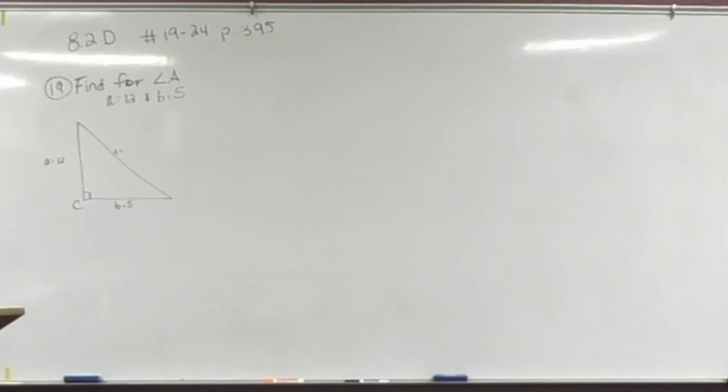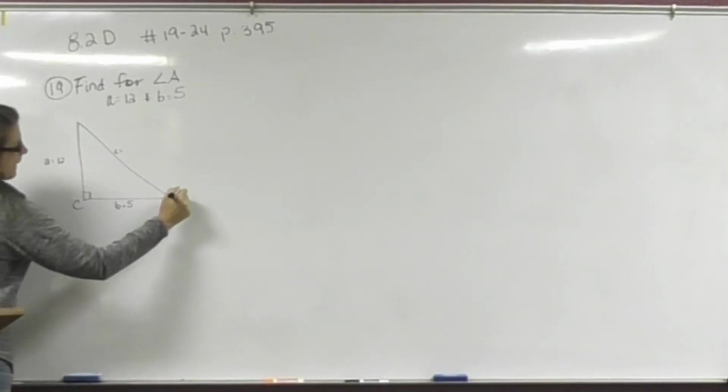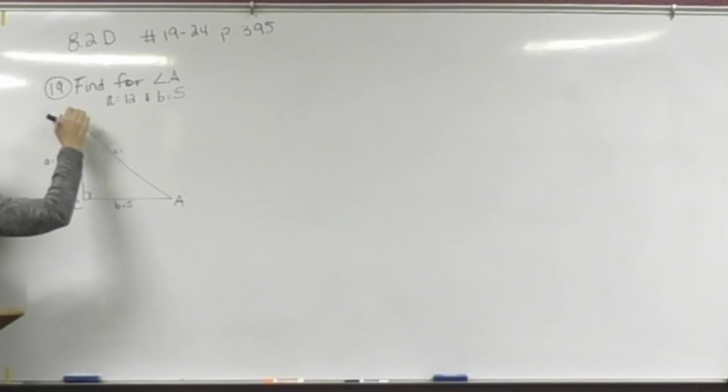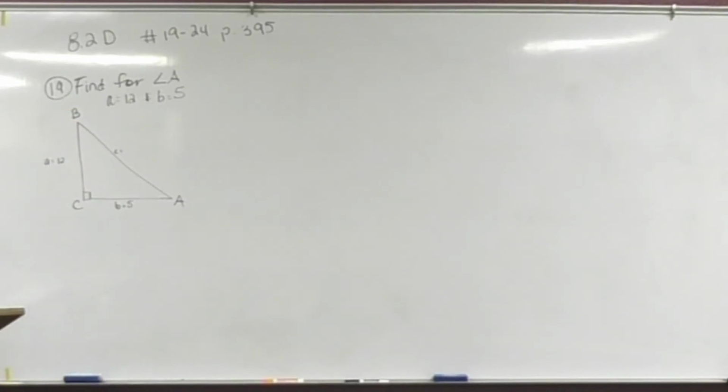So I determined the sides where A and B go. But I have to properly name the angle, okay? So if this side is side A, then the angle opposite has to be angle A. And if I named this B, then this one up here has to be B, okay? Now if you switch them it's fine. We're still going to end up in the same place, okay?